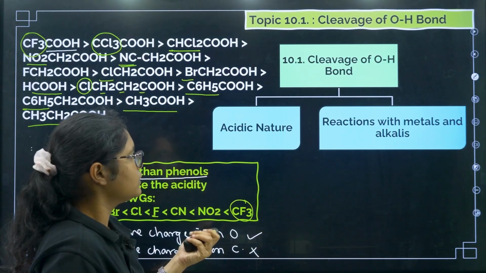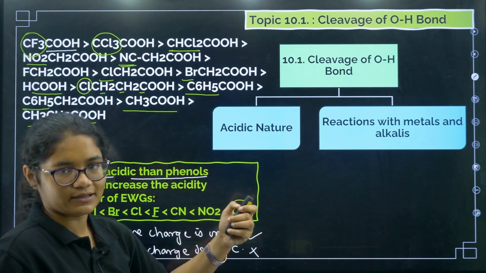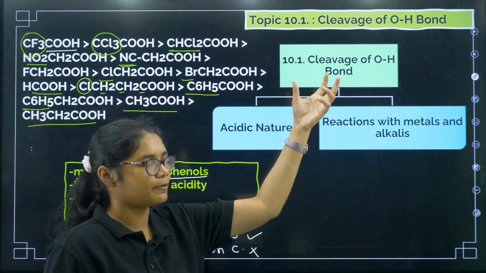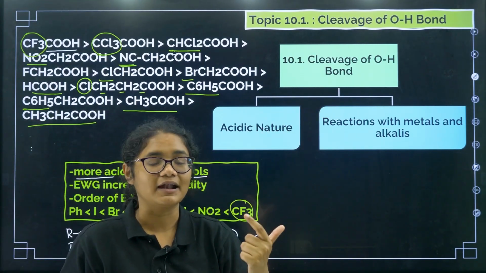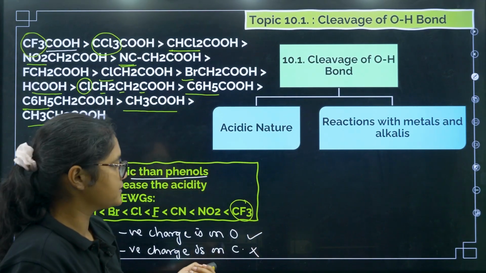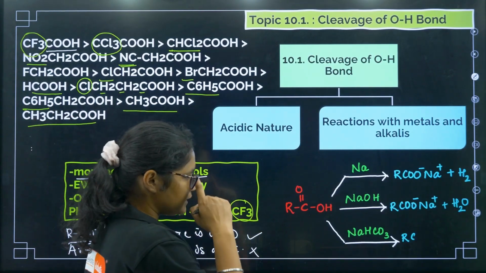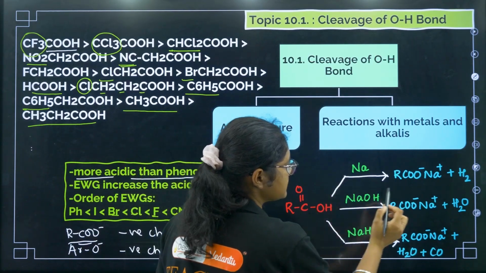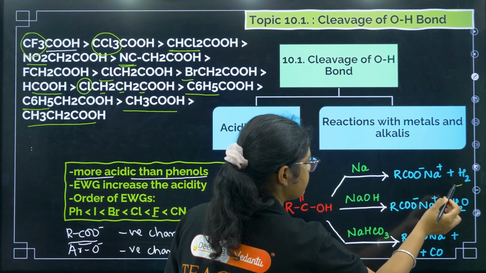Now, coming to the reactions with metals and alkalis. Whenever there is a cleavage of the OH bond, these types of compounds can react with metals and with alkalis. So those reactions we will see here. You can see here, this one can react with Na, so we will get RCOONa, and this hydrogen will give you H2.